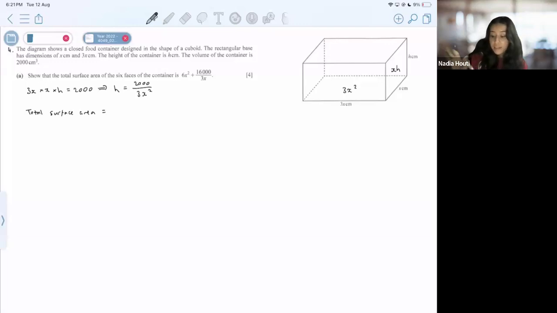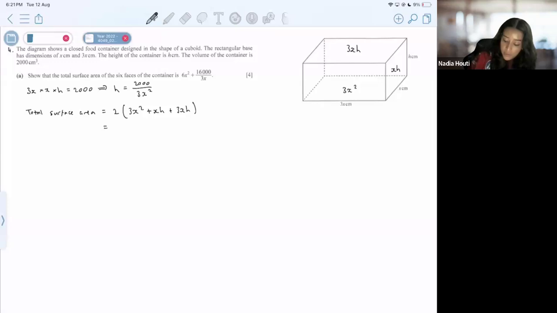But the remaining side is the front and back. So front and back would just be 3x times h, so 3xh. These are your 3 faces, and each of them has a corresponding similar face. It's exactly the same, so they come in pairs. So you can just represent the total surface area as 2 times the sum of these 3 faces, right? So there'll be 3x squared plus xh plus 3xh.